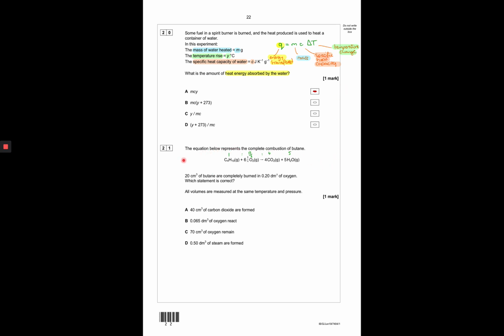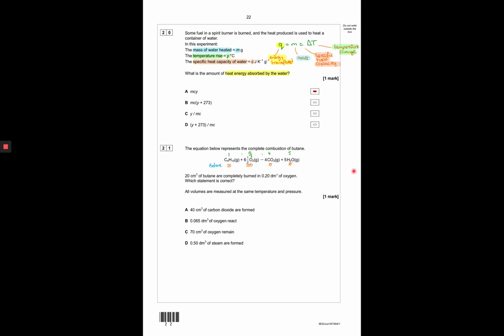This question, I guess, is a bit tricky. It's the sort of question you don't get that often, and it's probably one that you need to practice on a fairly regular basis to keep your hand in, as it were. So we're going to consider a before and after. Again, I've written the molar ratios along the top. We're starting with 20 centimeters cubed of butane. We're burning it in the presence of, it says 0.2 decimeters cubed, but let's have that as 200 centimeters cubed.